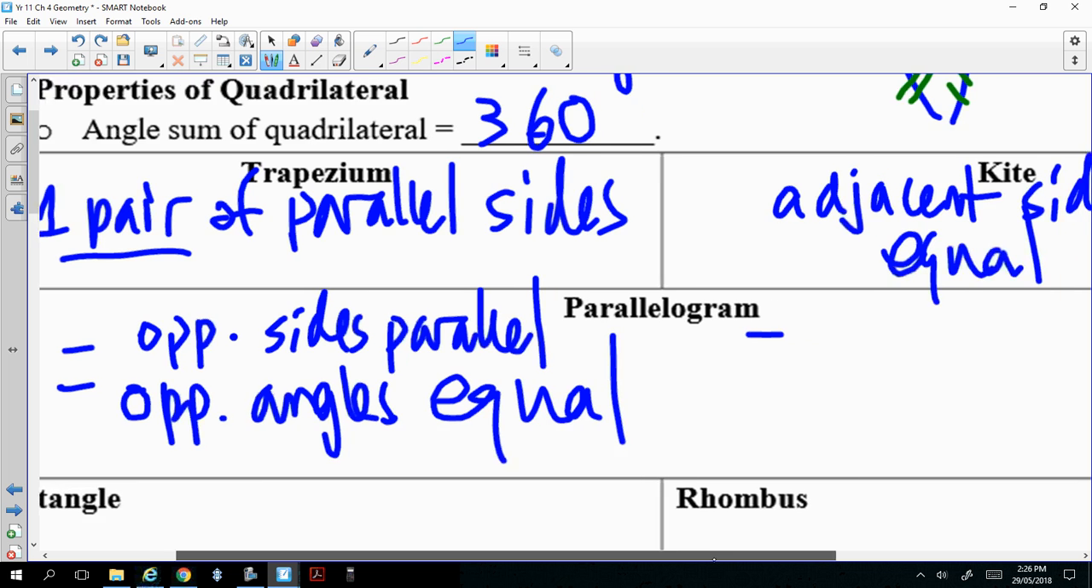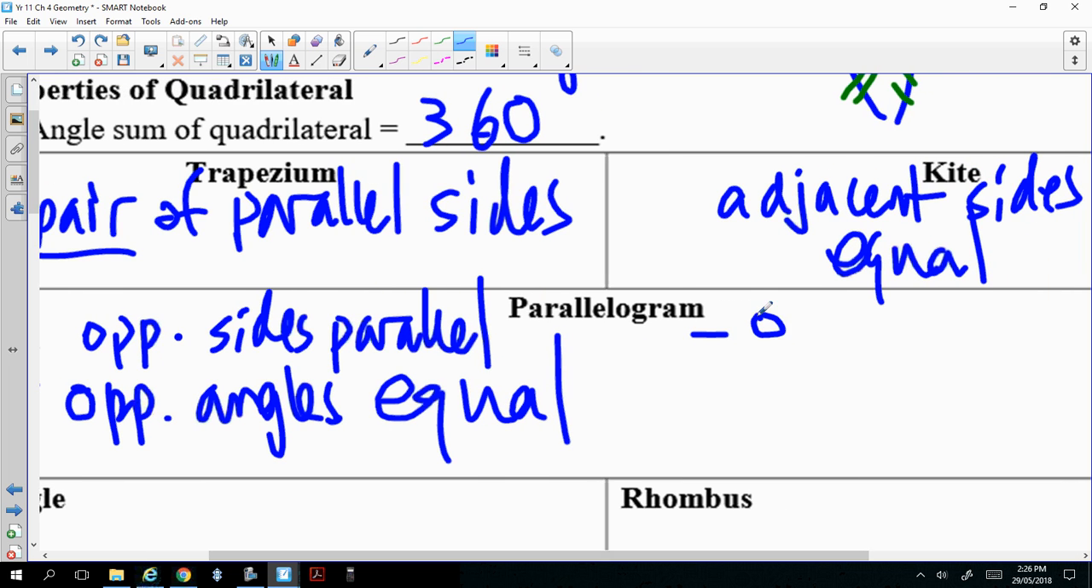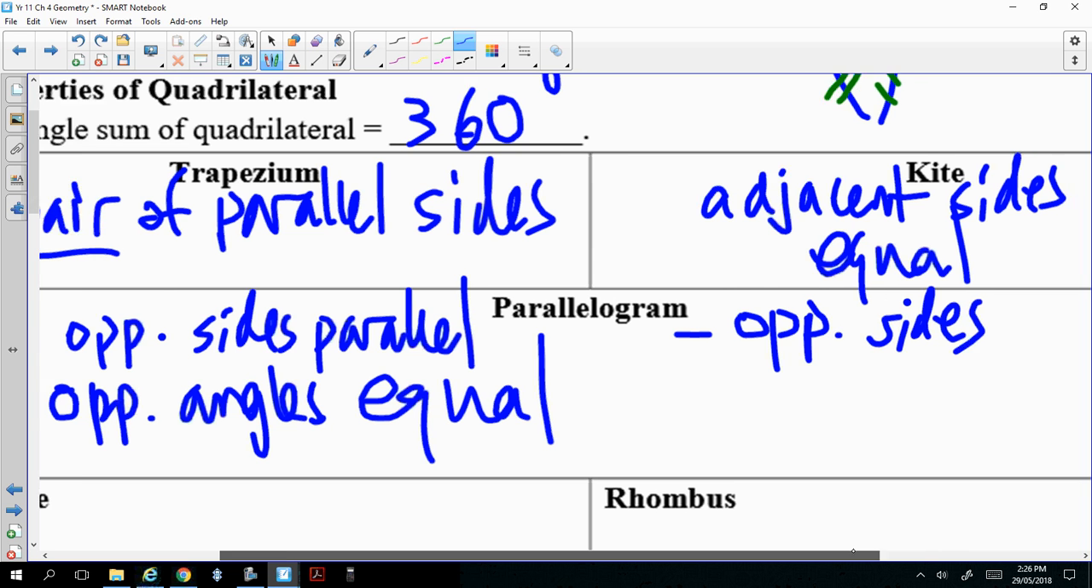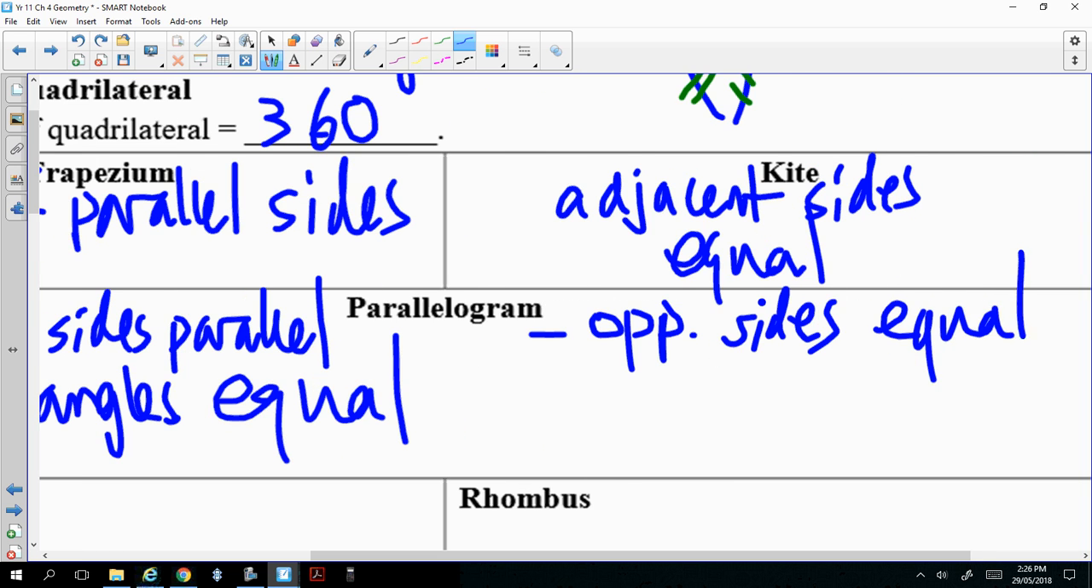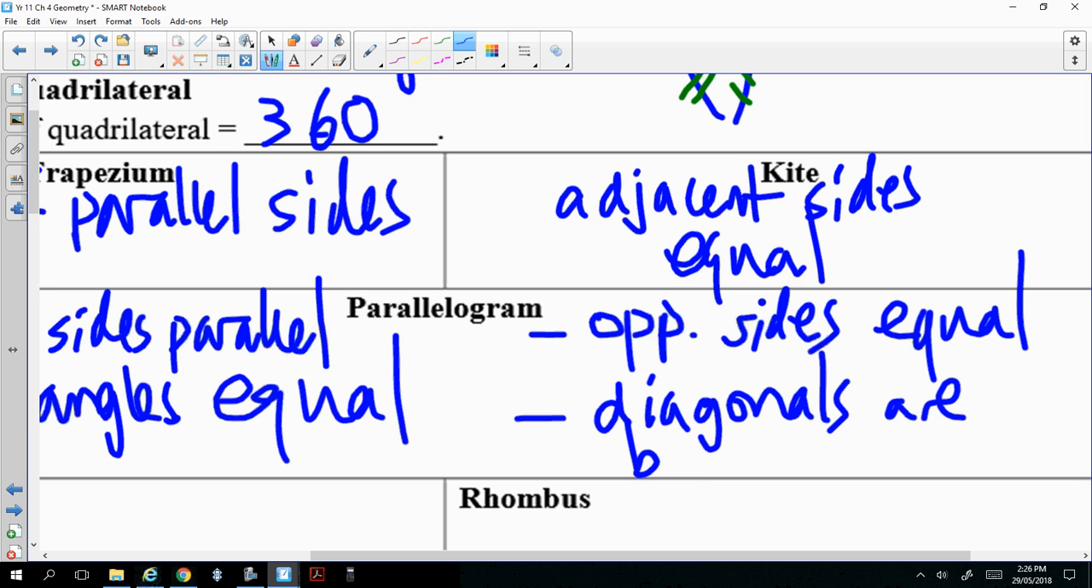And we'll go one more. So there's 3 opposite. One of them is different. What is it? Diagonals are not equal. Yep, they bisect each other. So you don't need the order. Bisect each other. Okay, good.